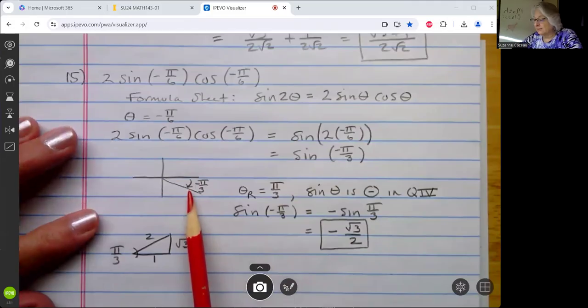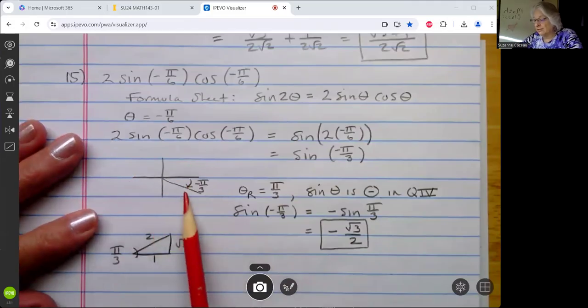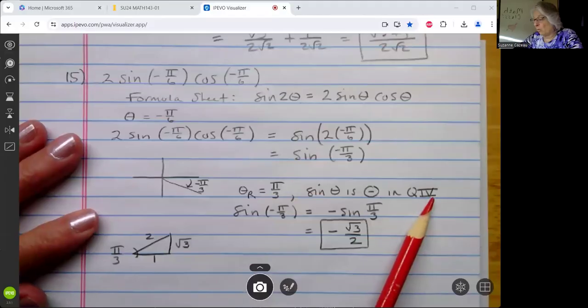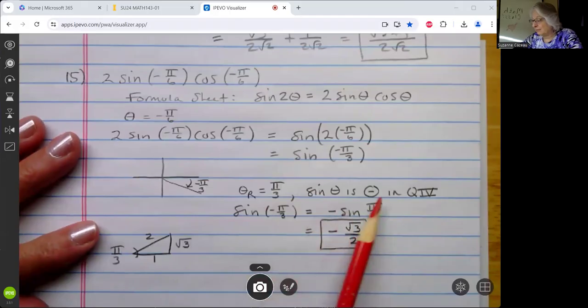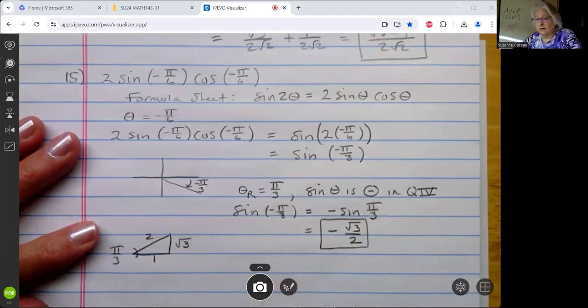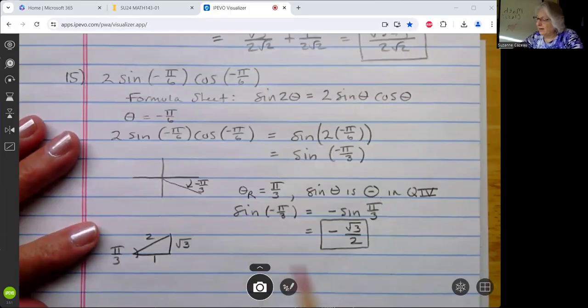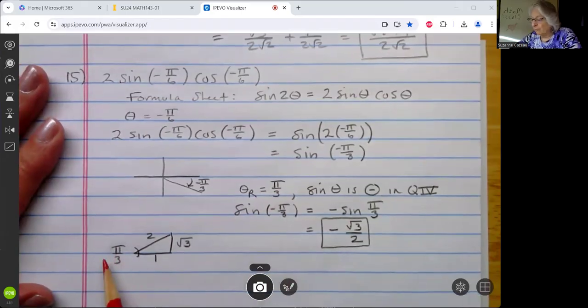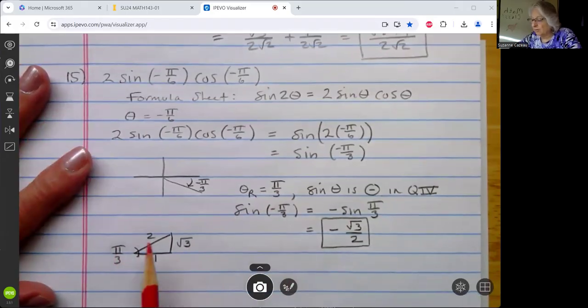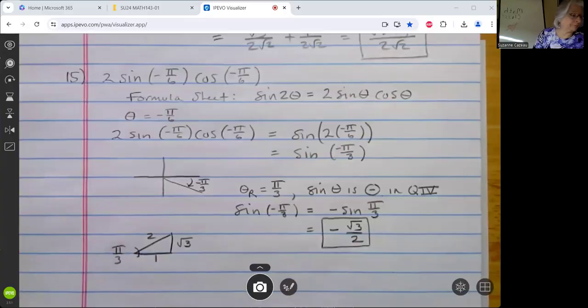Using All Students Take Calculus, sine is negative in quadrant 4, so sine of negative pi over 3 is negative sine of pi over 3. I also want to point out that sine is odd, so you could just throw that negative in front. That's another way to think of it. Cosine's even, so that doesn't work. So we're just looking at pi over 3, and that's opposite over hypotenuse, root 3 over 2, and it's negative. So there it is, number 15.